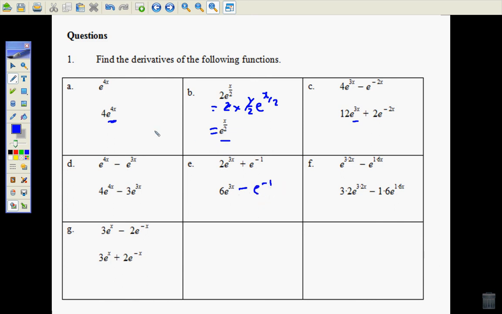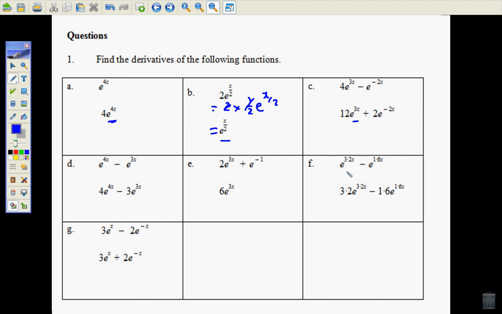Sorry, it won't be. Oh, I've fooled myself. I wondered why I was doing that, and I've made an error there, because if we look at that, e to the minus 1 is a constant. So the derivative of e to the minus 1 is 0, because the derivative of a constant is 0.